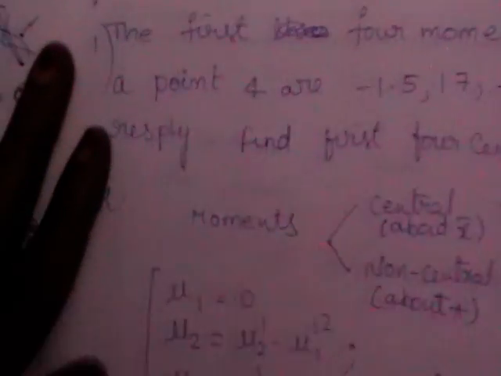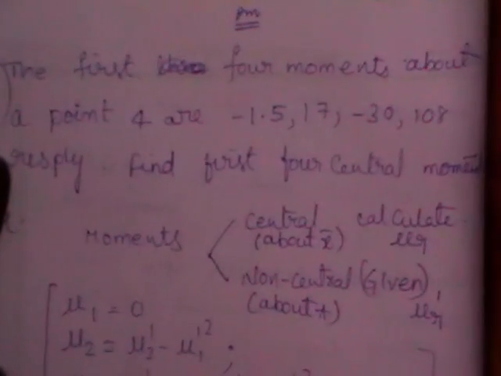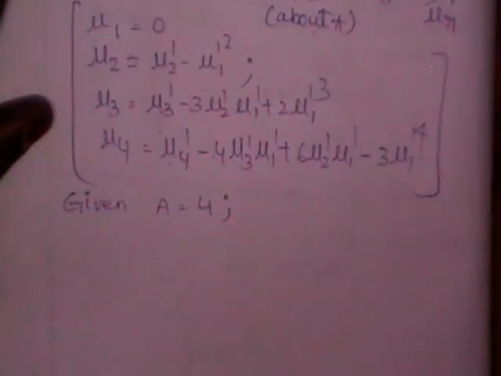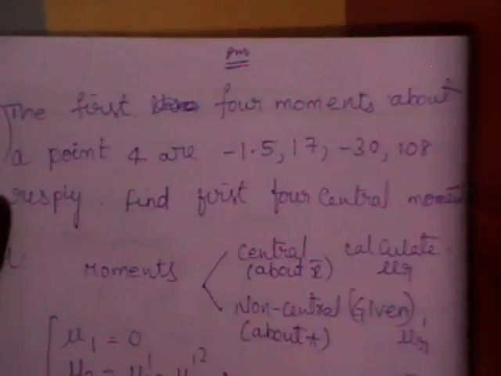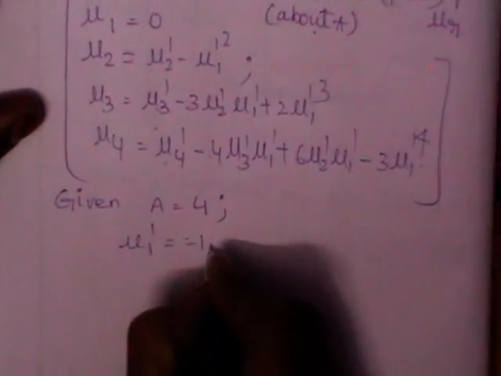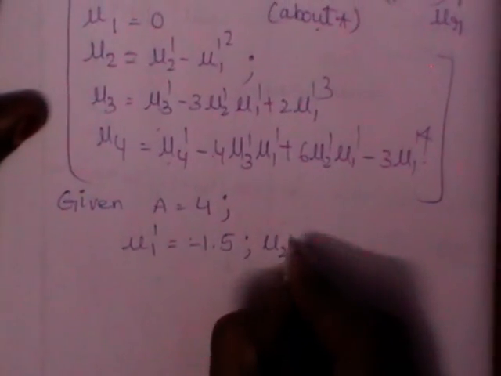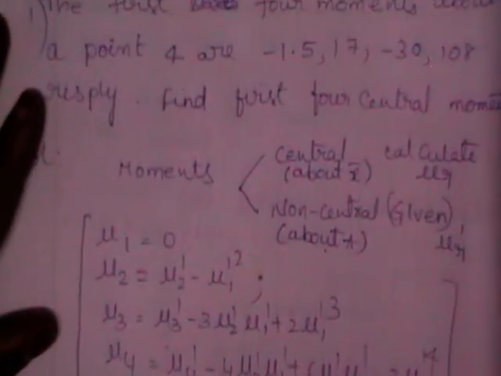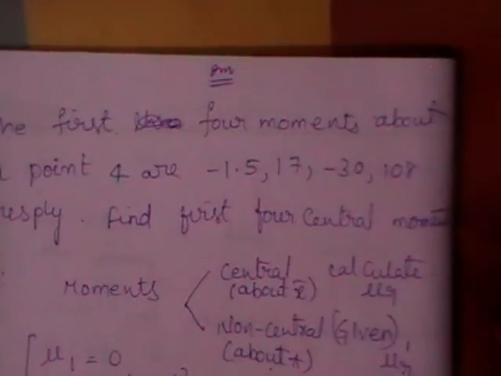If you read the question, the first four moments about a point are non-central moments. Whatever the point, you take that as A. Here A is 4. The first four non-central moments we write with dash: the first value indicates mu1 dash, the second value mu2 dash, the third value mu3 dash, and mu4 dash is 108. The first four non-central moments are given. You need to calculate the central moments.